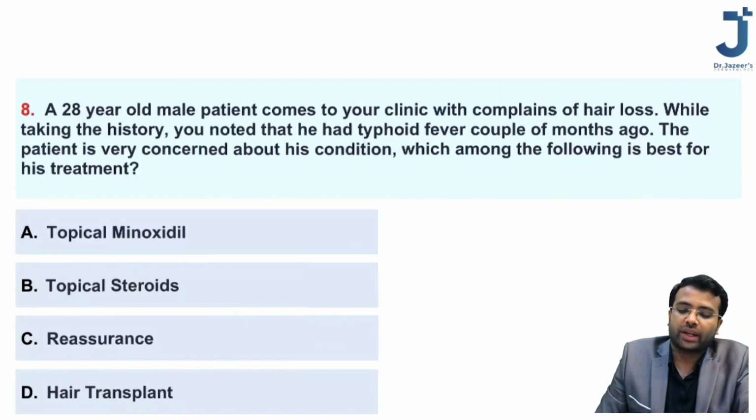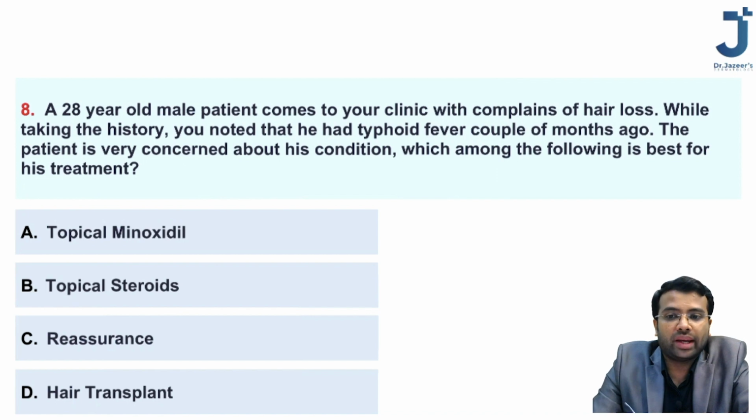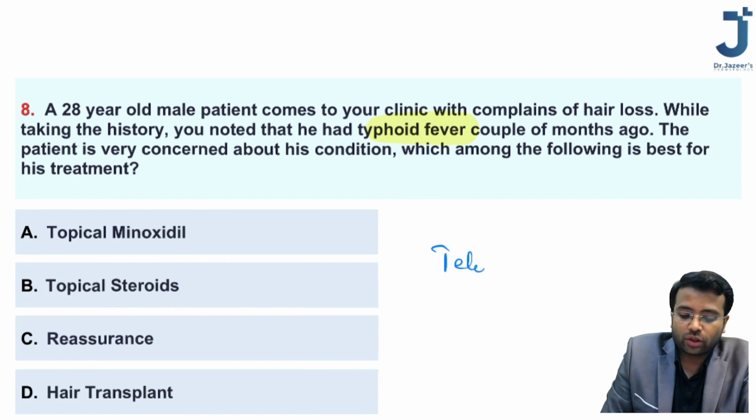So let's go to the next MCQ. A 28-year-old male patient comes to your clinic with complaints of hair loss. There is no mention whether it is patchy or diffuse hair loss. But while taking the history, you note that he had typhoid fever a couple of months ago, and the patient is very concerned about his condition. Now what do you think? A patient giving a history of typhoid fever, a chronic infection, and complaining of hair loss, with no mention of patchy hair loss. What is the likely diagnosis? The likely diagnosis is again telogen effluvium.